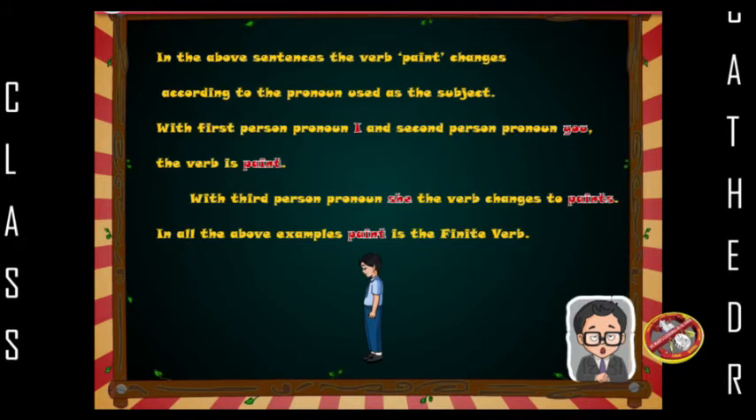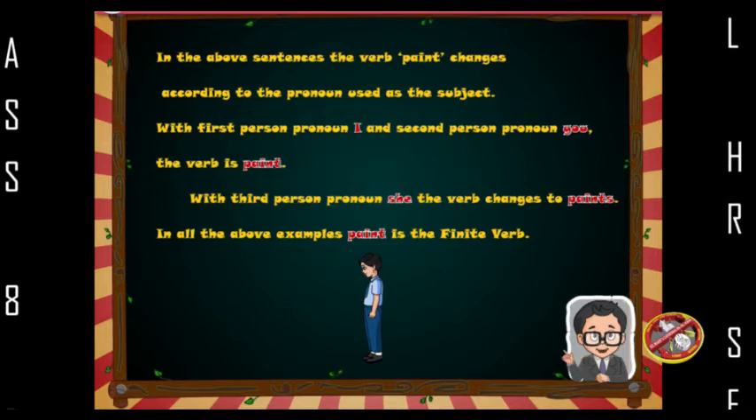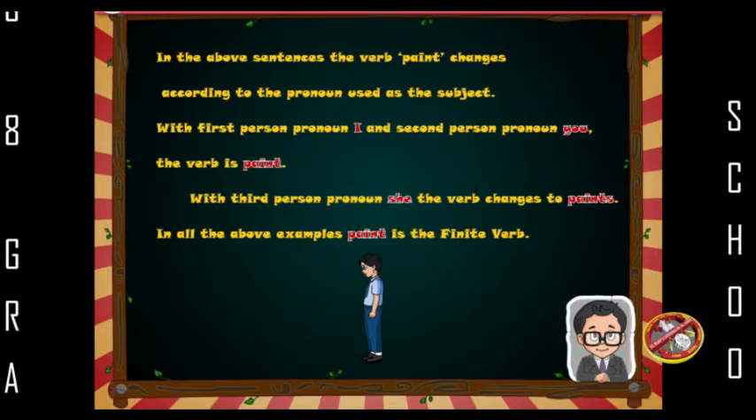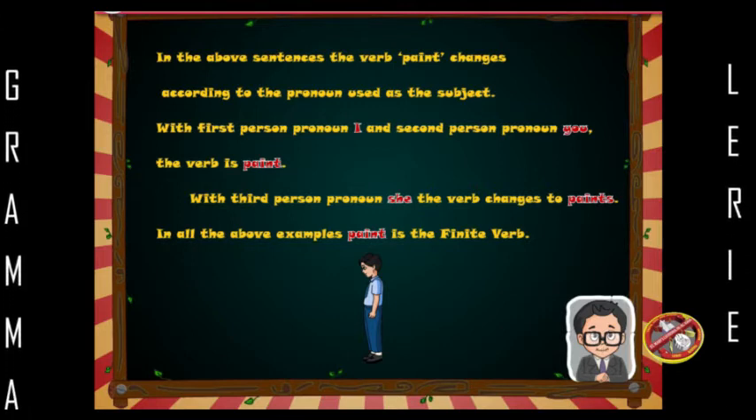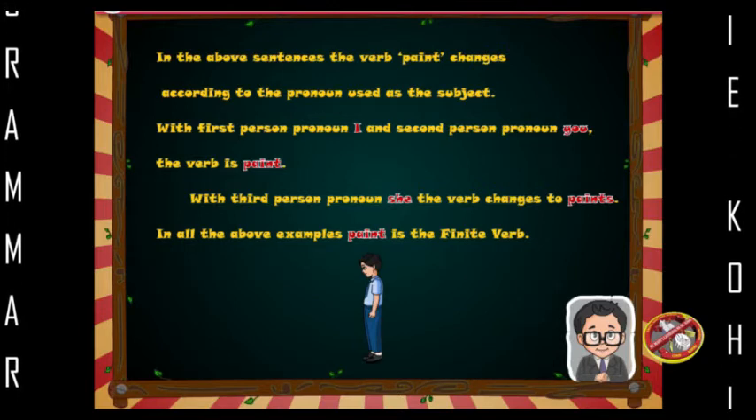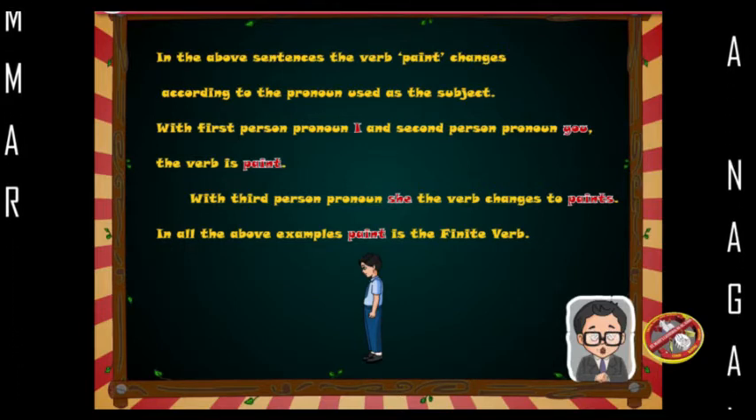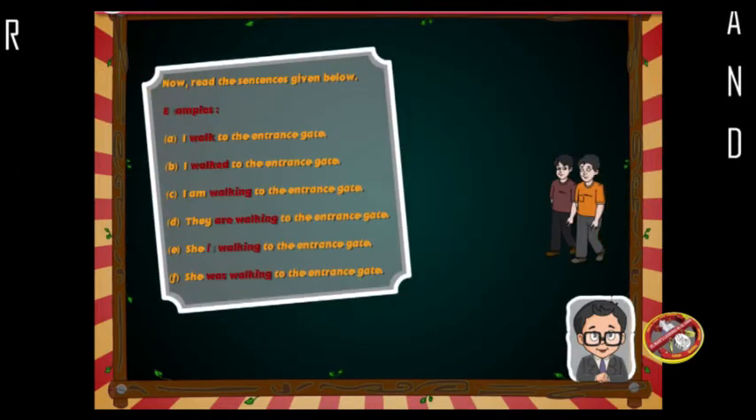In the above sentences, the verb paint changes according to the pronoun used as the subject. With first person pronoun I and second person pronoun you, the verb is paint. With third person pronoun she, the verb changes to paints. In all the above examples, paint is the finite verb. Examples.